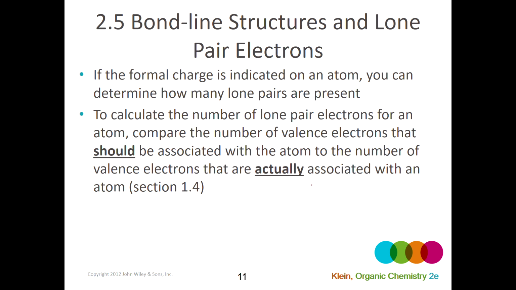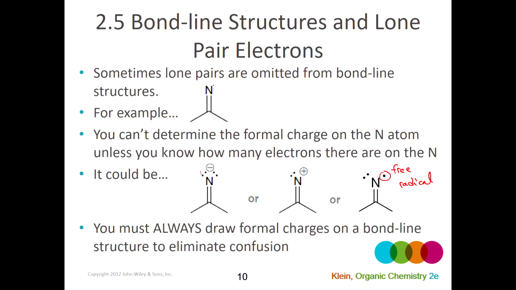So I might ask you to draw in lone pairs, and you could use the formal charge formula to figure out how many lone pairs there are on an atom, but I'd have to show you the charge. So like in this example here, if I don't give you the lone pairs and don't show the charge, there's no way you can know how many lone pairs or how many electrons would be on that nitrogen. If I give you the electrons, you should be able to calculate the charge.